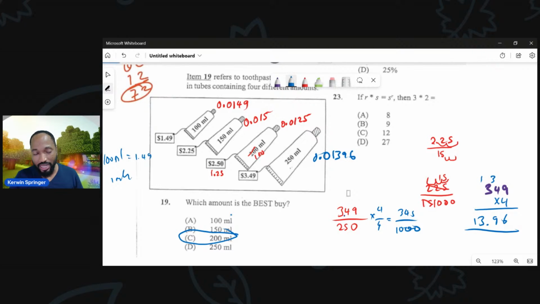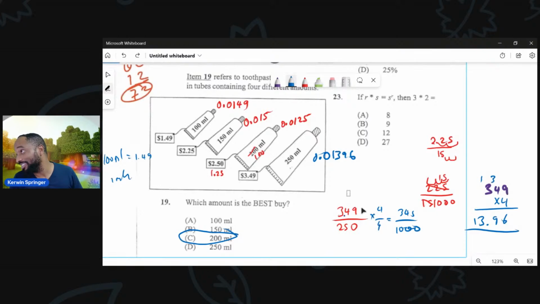Do not ask me this question again. Never. Yes, the 200 ml. I hope I did no wrong calculation in there. But what a question. That question made me take off my watch.